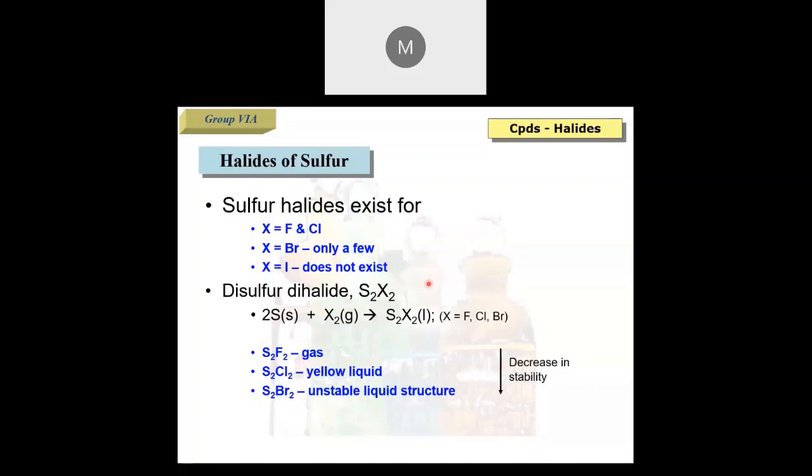We also have the disulfur dihalides. Once again, they exist for fluorine, chlorine, and bromine. You can do the direct halogenation of sulfur with the halogen. Disulfur difluoride is in gas form. As you go down the group, disulfur dichloride is a yellow liquid, and disulfur dibromide is an unstable liquid. So you can see that it decreases in stability due to the weak bond that is formed.